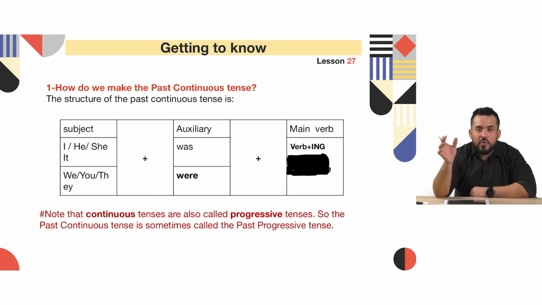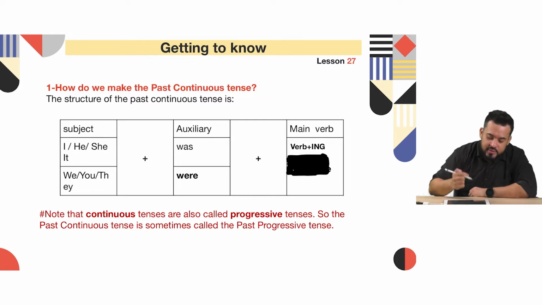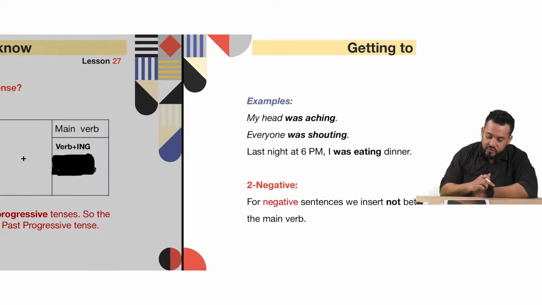So today we are going to talk about a new tense, and that is the past continuous. First of all, let's talk about how to structure the past continuous sentence. First, we start with the subject, he, she, it. If we use he, she, it, the auxiliary will be was. If I use we, you, they, the auxiliary will be were. Then we will put the verb plus ing. So the verb in the continuous ing form.